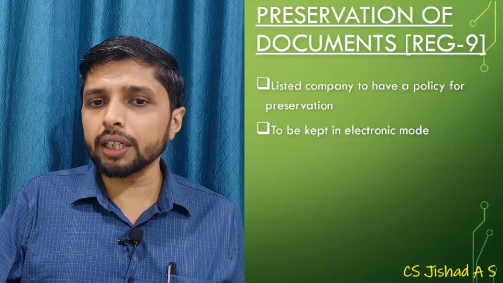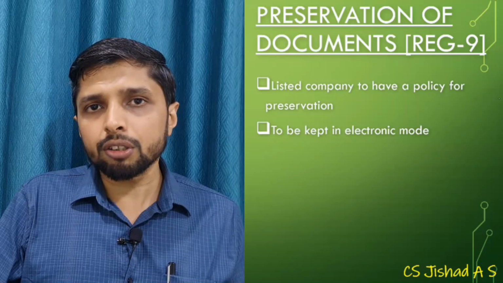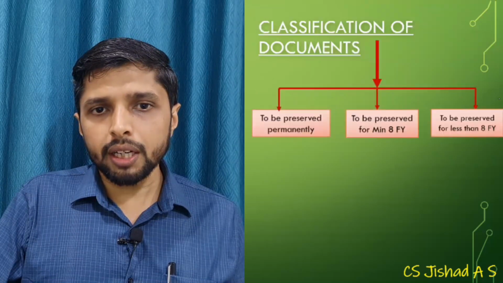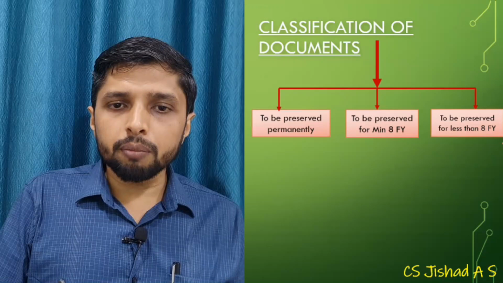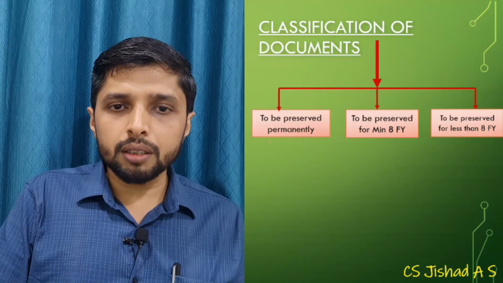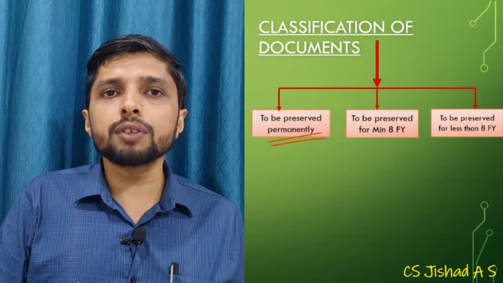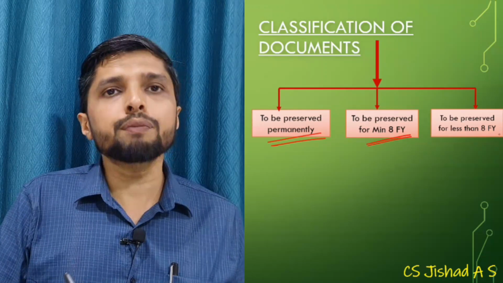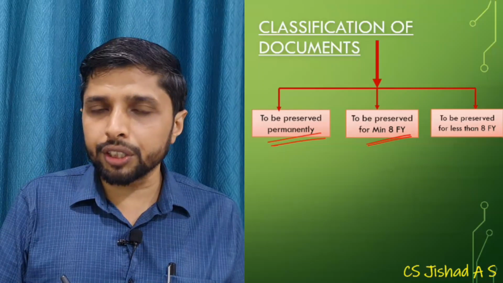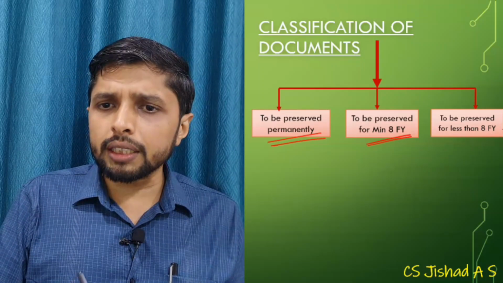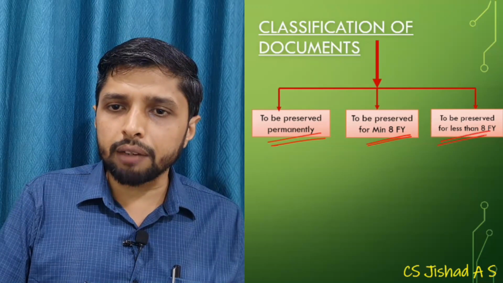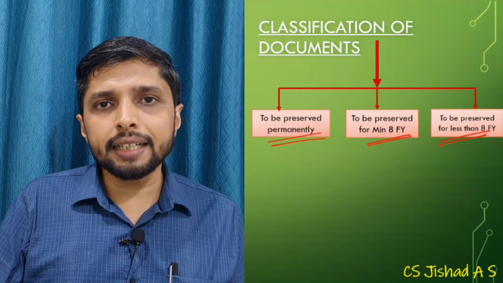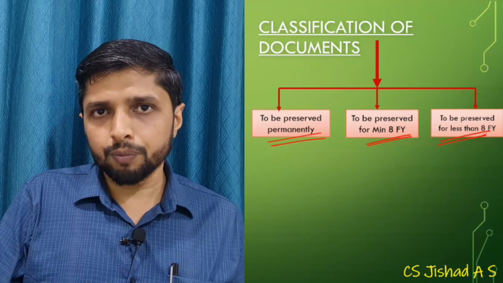Okay, so they have to have a policy for preservation. It has to be kept in electronic mode. Okay, then the classification of documents, it can be documents which are to be preserved permanently and preserved for minimum of 8 financial years. These 2 provisions are mentioned in the regulation. So we can have one more classification, like we can have some documents which have to be preserved for less than 8 financial years. So that is about regulation 9.